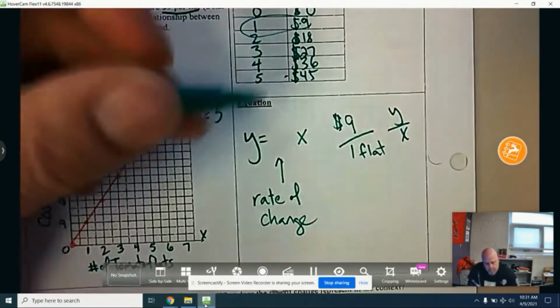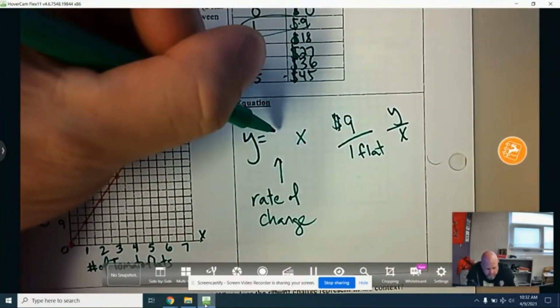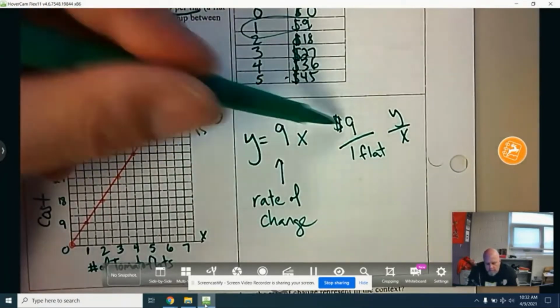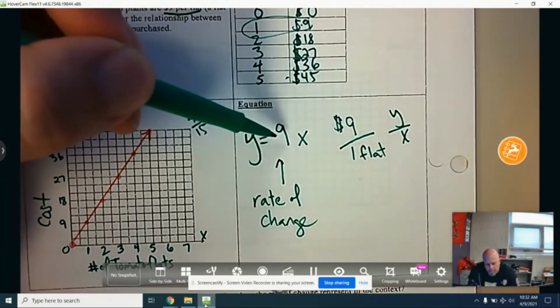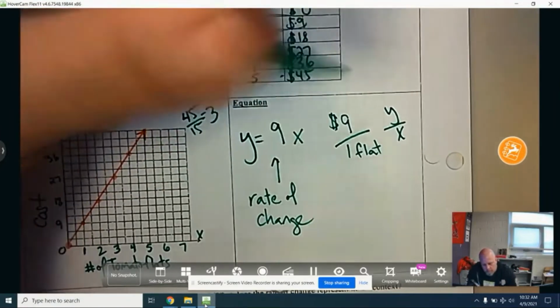$9 over 1 flat. Okay, so this means 9 over 1. It just simplifies to 9. So I can put a 9 in there. And our equation doesn't need to have that label. It doesn't need to transfer the label over. Okay, we just put the 9. 9 divided by 1 is 9.